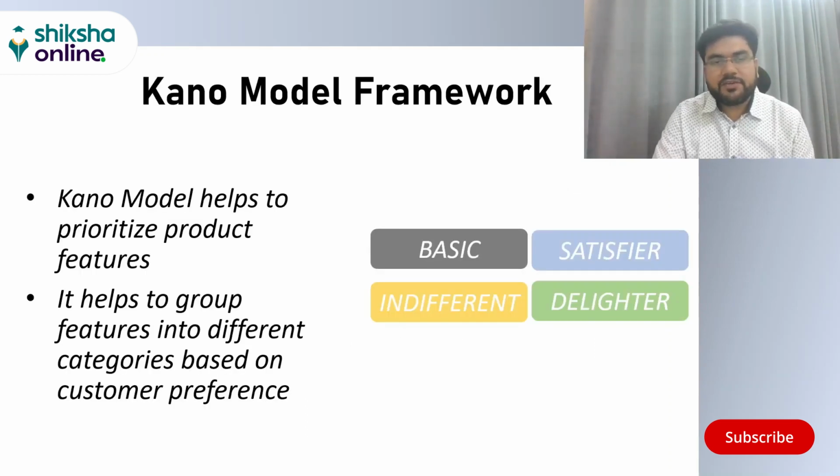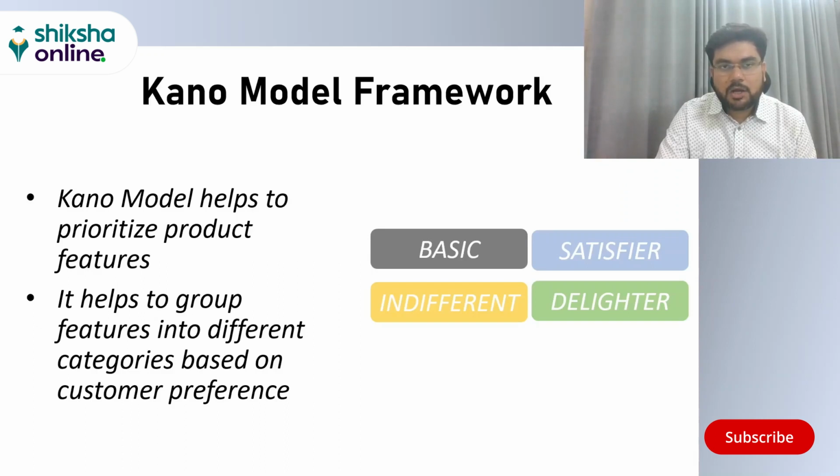So the first framework that we discuss here is the Kano model framework. It was proposed by a Japanese researcher called Noriaki Kano in the year 1984. Basically, this model helps to prioritize product features based on customer preferences. This prioritization is in four categories: basic features, satisfier features, delighter features, and features that a customer is indifferent to. We'll discuss it further in detail in the coming slides.